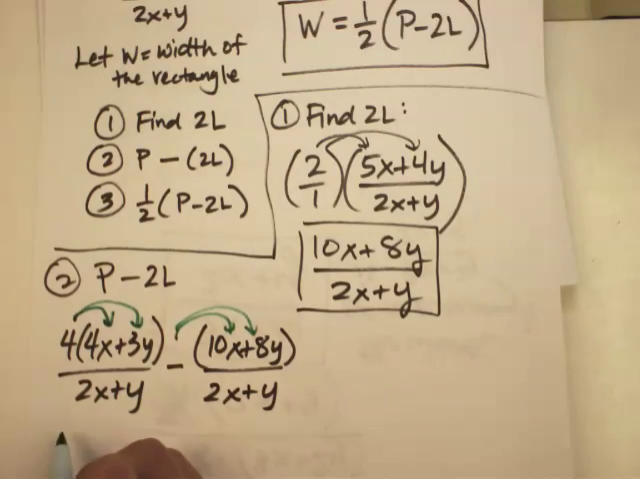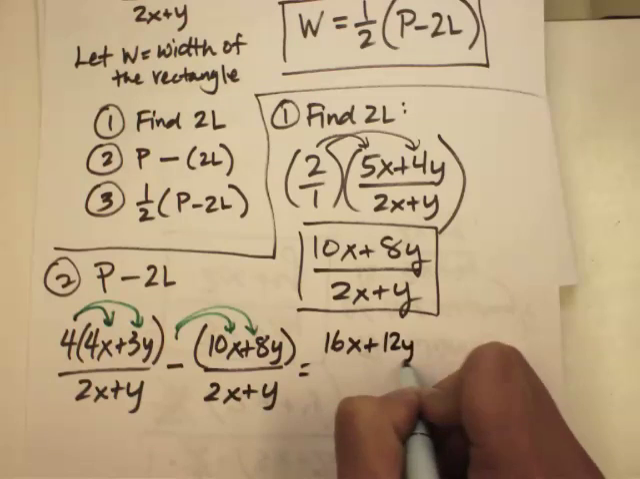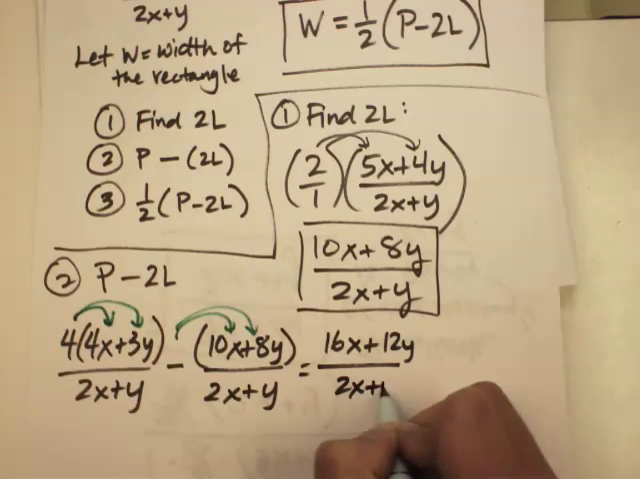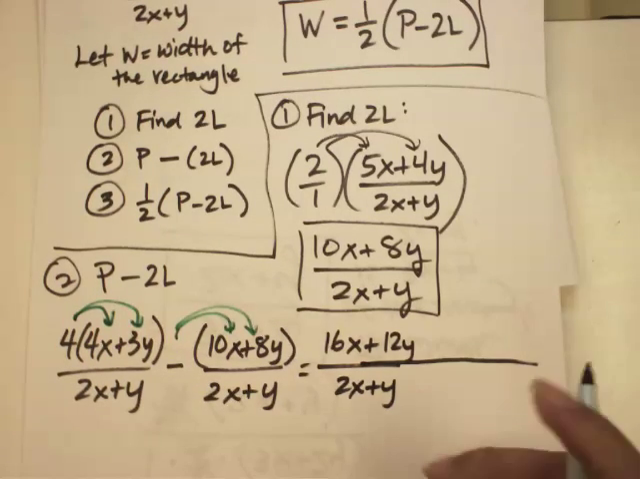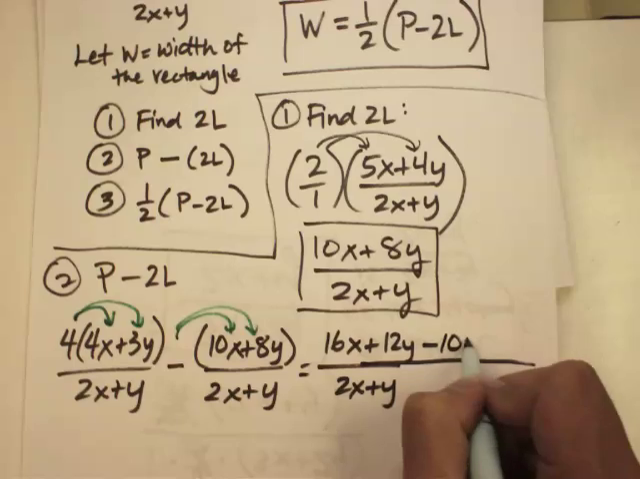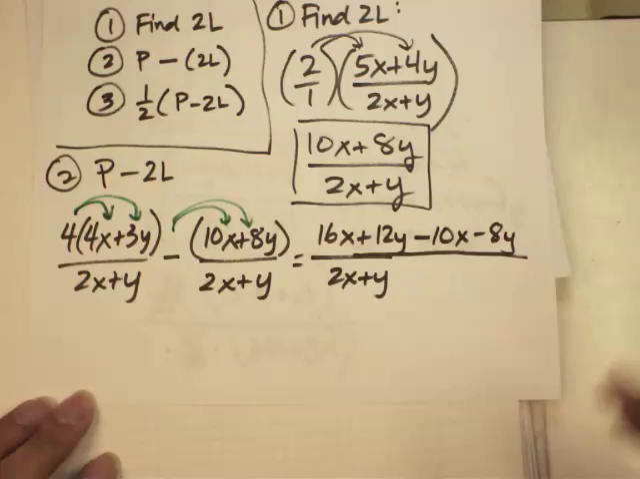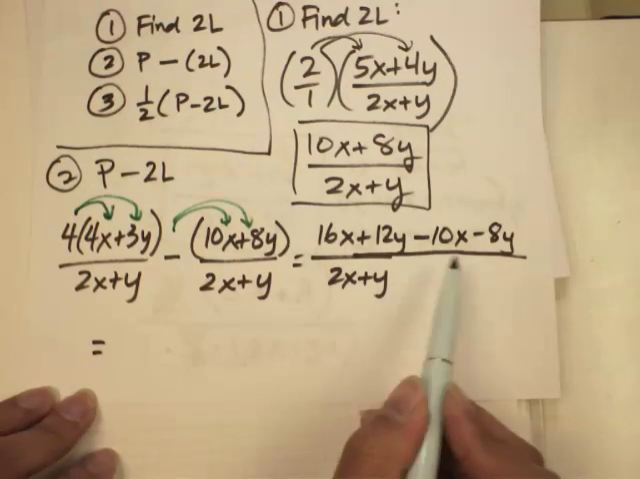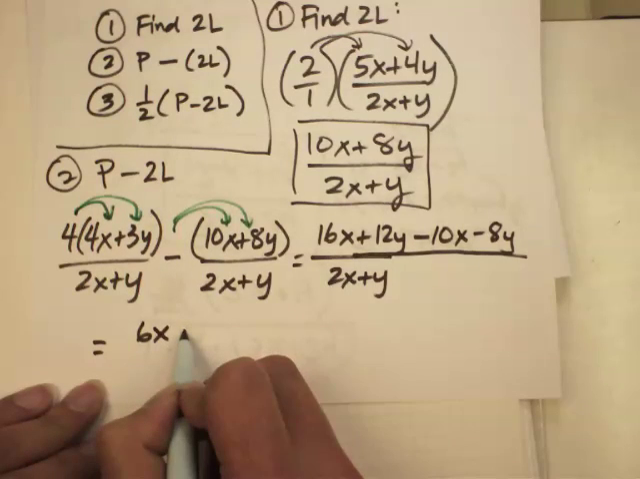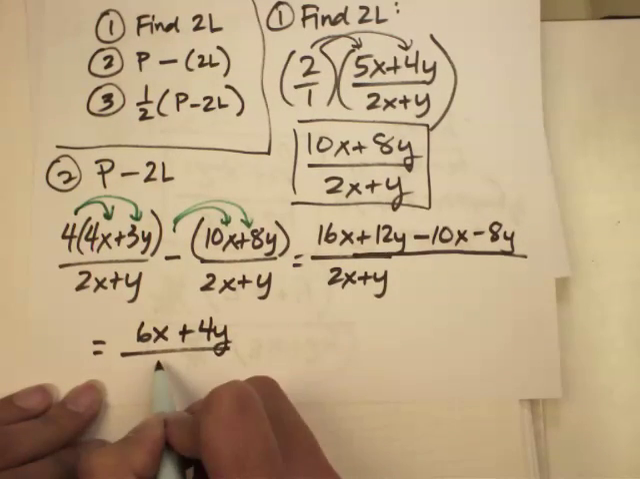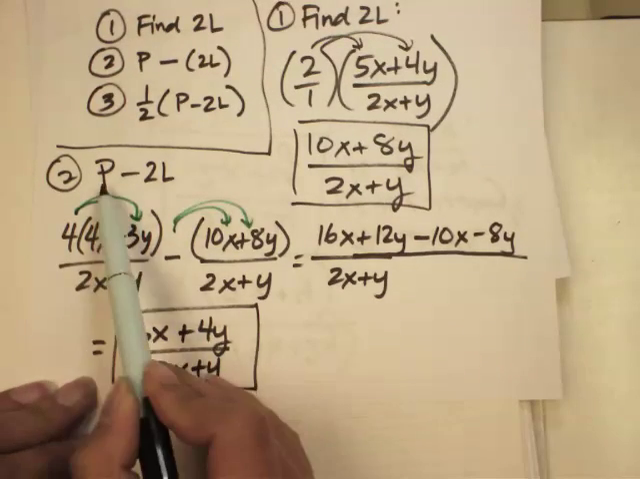We'll also need to distribute that negative sign, or that minus sign. Okay, so we will get 16x plus 12y all over 2x plus y. And actually, this is going to be all over 2x plus y, so I'm going to extend that line out. Okay, and I will have minus 10x minus 8y. Okay, I can simplify this some more. That will be equal to 16 minus 10 is 6x, and 12y minus 8y is 4y, all over 2x plus y. Okay, what we solved here was P minus 2L.